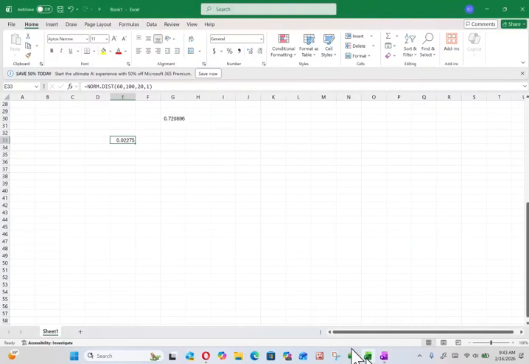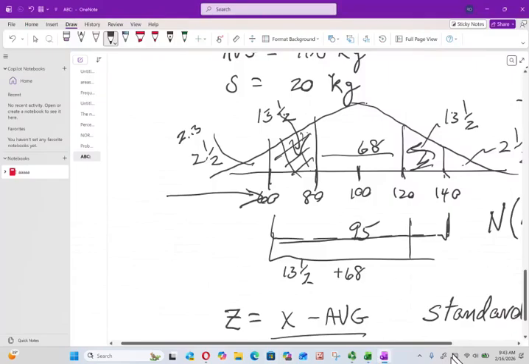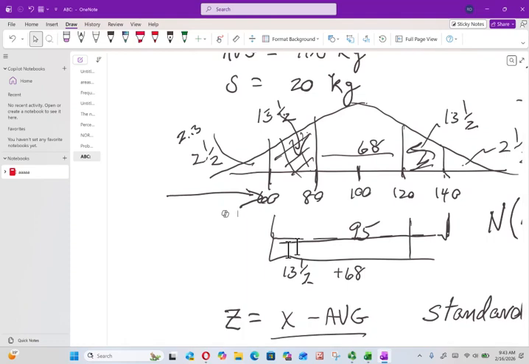If I want 80, this was 60, I do 80. What should be the probability to the left of 80? Look at the picture. What's the probability to the left of 80? I've got 13.5 and 2.5. It should be 16%, 0.16.